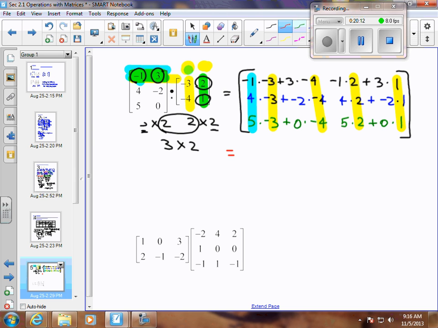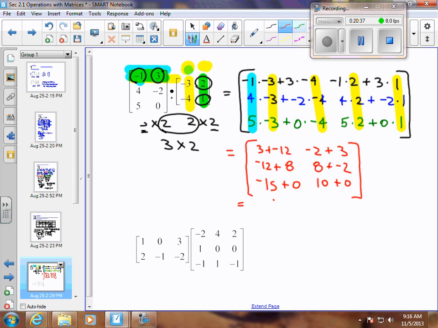And then we'll do the arithmetic. So 3 plus negative 12. Negative 2 plus 3. Negative 12 plus 8. 8 plus negative 2. Negative 15 plus 0. 10 plus 0. So my final answer is negative 9, 1, negative 4, 6, negative 15, 10. A 3 by 2 matrix as expected.